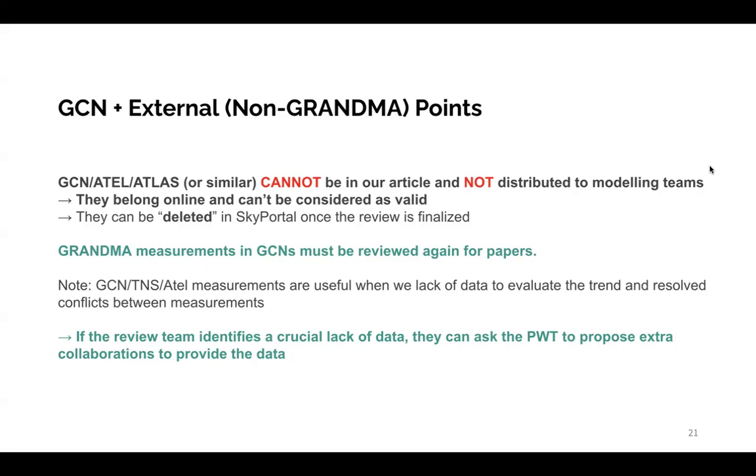But if the review team identifies that something is important, or some of these GCN points can be valuable to our light curve, then you can propose to contact these teams, such as what we did with Skynet. We had a huge lack of data, and then we contacted them based on their GCN points to include their data in our light curve.